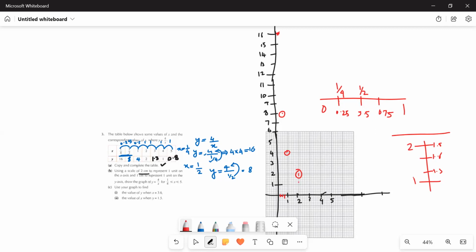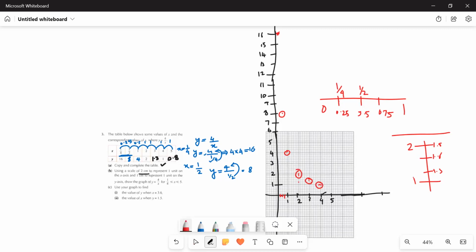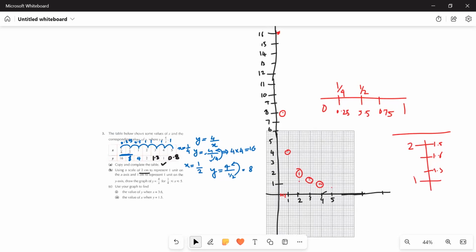For 4 it is 1. For 5, it is 0.8, which means it is very near to 0. This one, 0.8. Now we will match all the points.